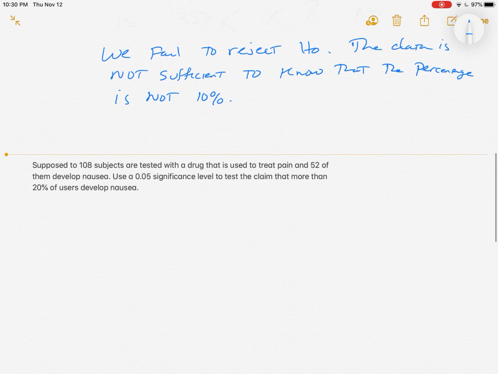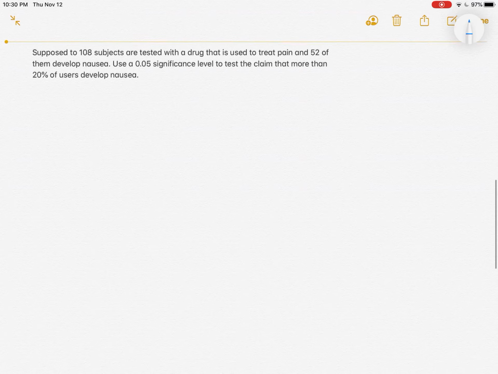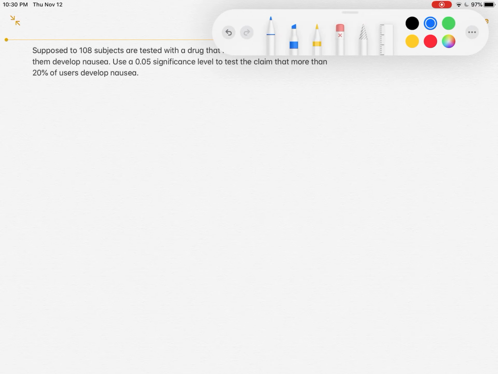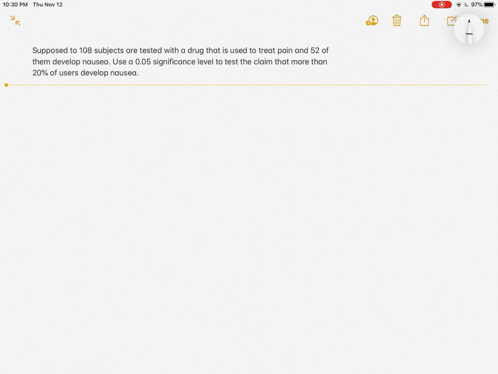So we get to review that again. Here's a second problem, right? And we can talk about these things another time. So let me switch to another color. Suppose 108 subjects were tested with a drug that's used to treat pain.